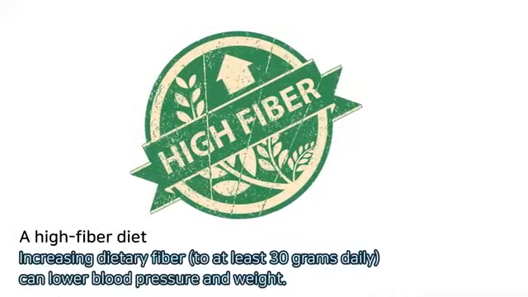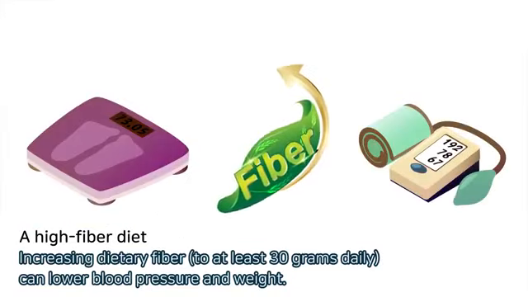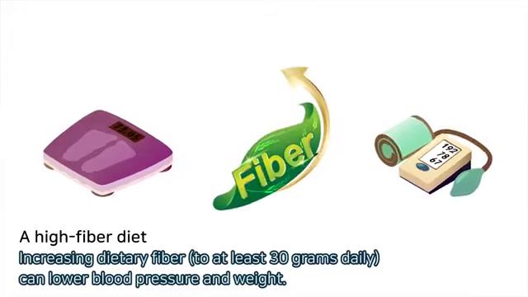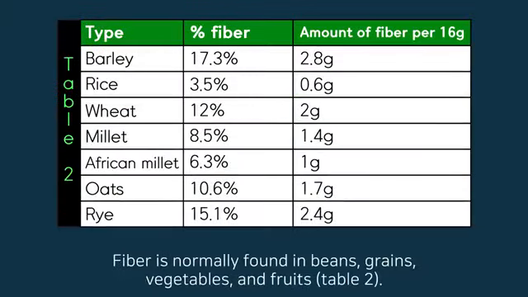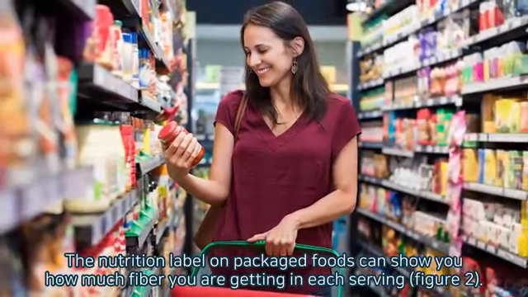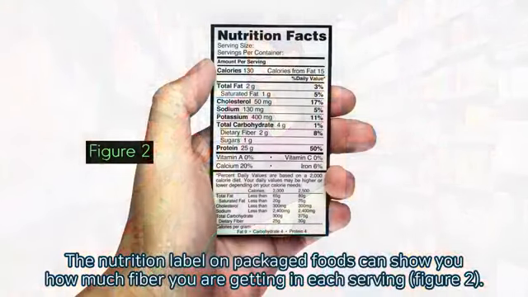A high-fiber diet. Increasing dietary fiber to at least 30 grams daily can lower blood pressure and weight. Fiber is normally found in beans, grains, vegetables, and fruits. Table 2. The nutrition label on packaged foods can show you how much fiber you are getting in each serving.